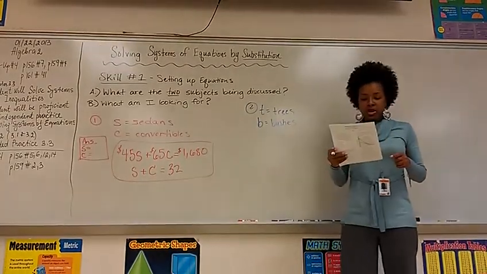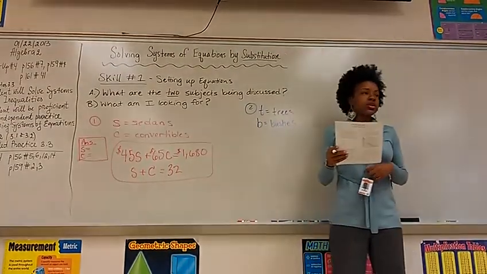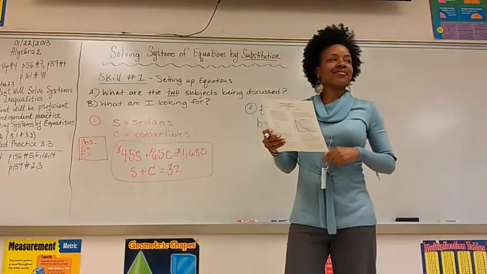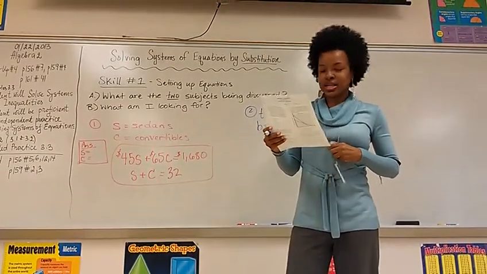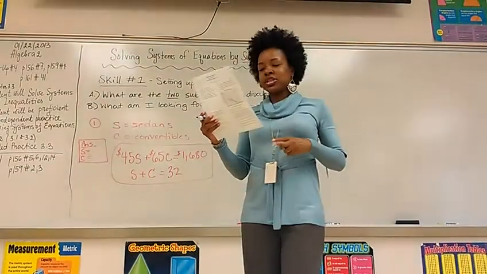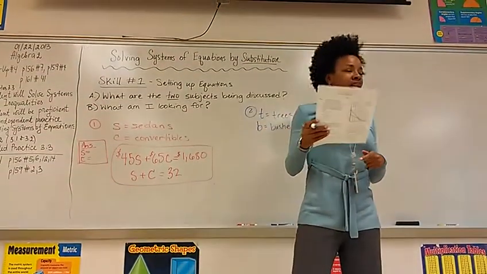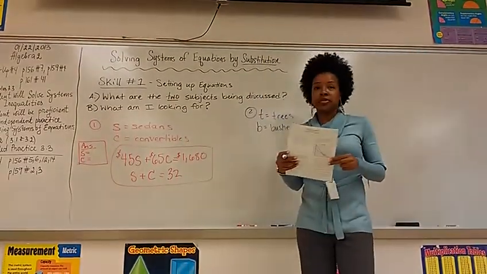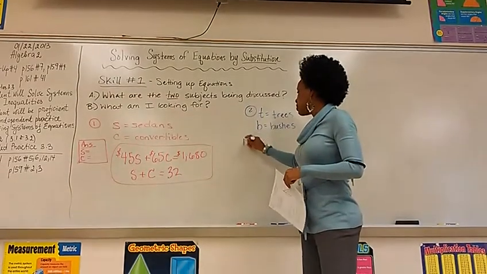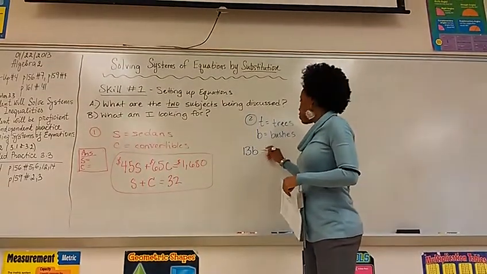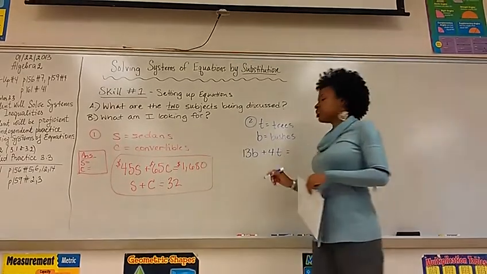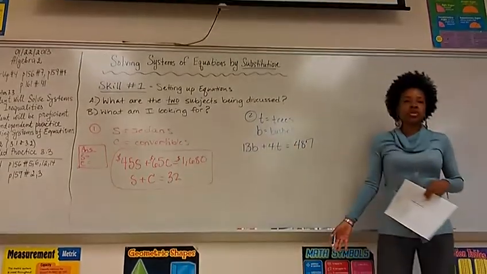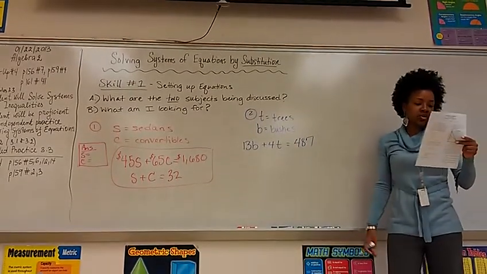Okay? Now what do we know about the trees and bushes? Look at the sentence. The first order, Miss Allen, was for 13 bushes and 4 trees. That's not a calculator. And total $487. Right? First order was for 13 bushes, 4 trees, and how much is the total? 487. So that's the first order. 13 bushes, 4 trees equals $487.